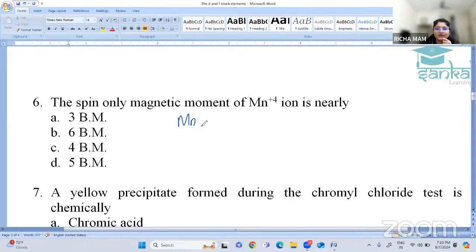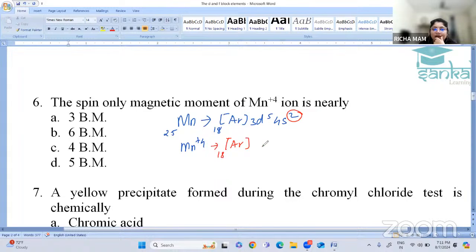Manganese, what is the electronic configuration? Manganese is argon 18, 3d5, 4s2. Right, it is 25. So Mn plus 4 means what, students? Plus 4 means 4 electrons are lost. First 2 electrons are lost from here, 2 electrons from here. So it is argon 18 and 3d3. When I write the electronic distribution, it will be 1, 2, 3.